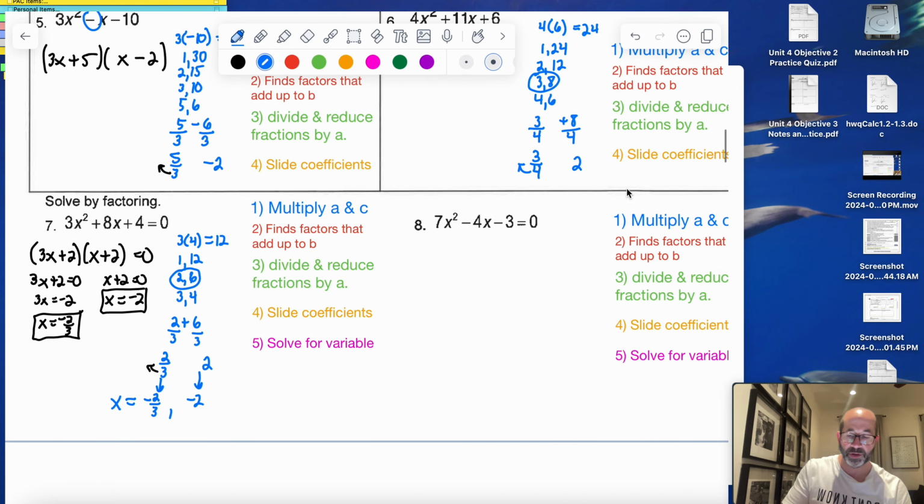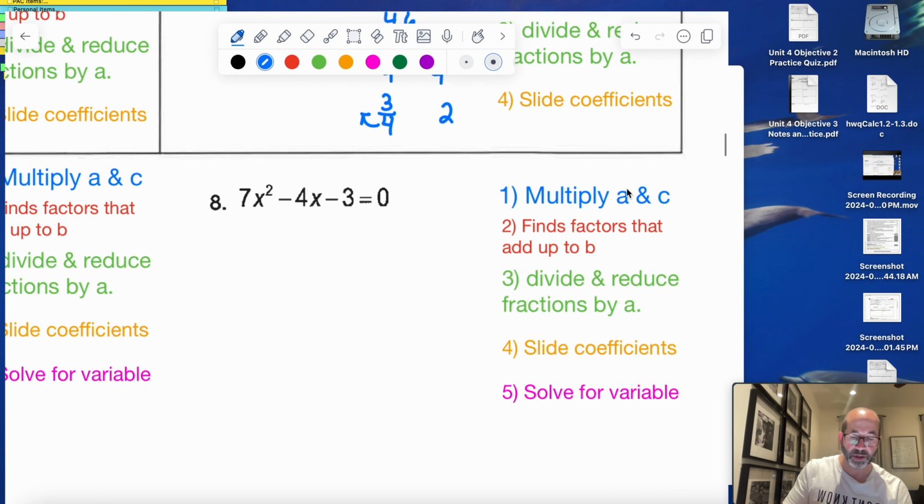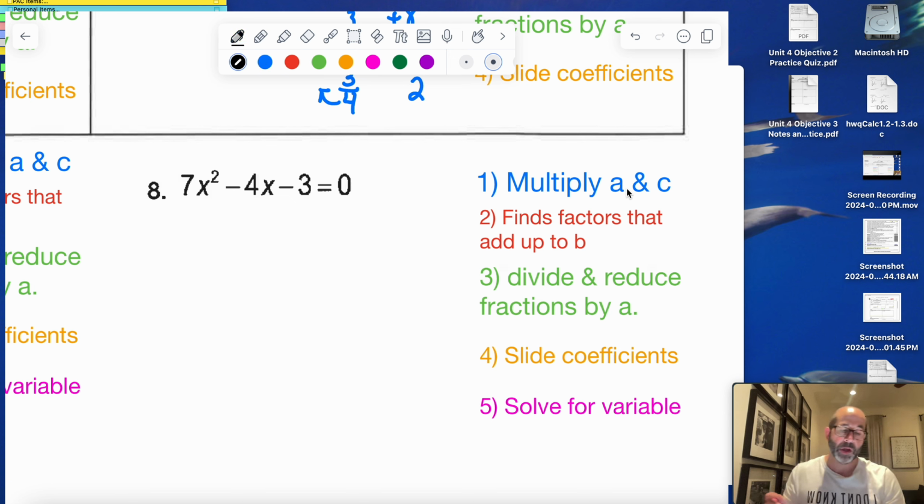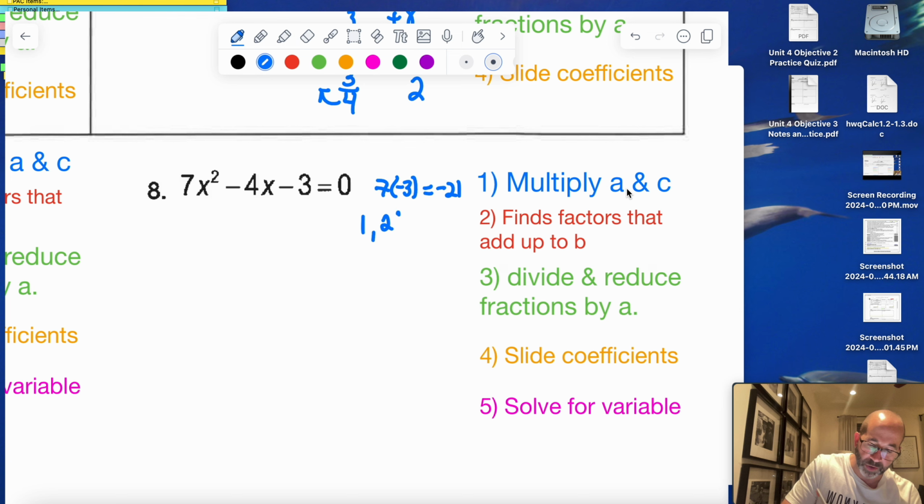You ready? Let's do one more and we are done with the notes here. All right. So for number 1, we're going to multiply a and c. We're going to have 7 times negative 3, which equals negative 21. Factors of 21 are 1 and 21, 3 and 7. We're trying to get a negative 4, so that's 3 minus 7, because that equals negative 4.